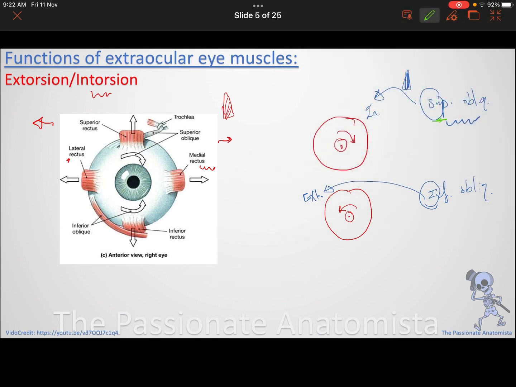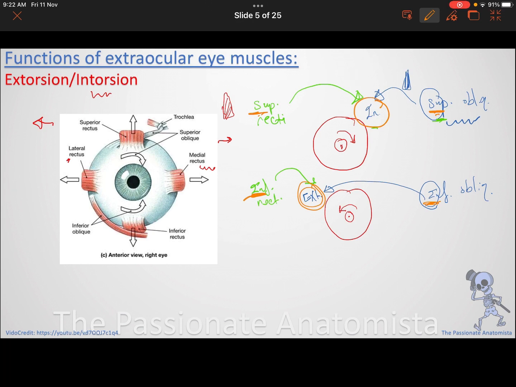The superior oblique will do intorsion, and also the superior rectus, but this is just a helper muscle, it's not the main one. It will do intorsion. And the inferior rectus will do extorsion. So how will you remember that? The in is by the S people, and the X is by the N people.